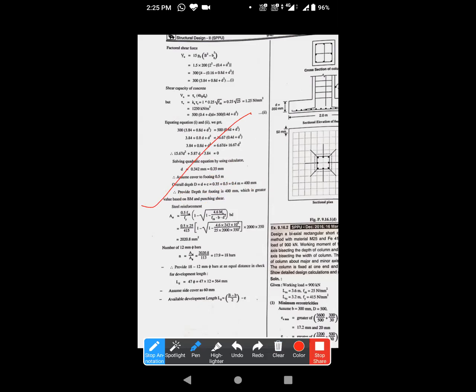Now for the steel reinforcement, you are going to use 18 numbers of 12.5 bars for the footing. You have to provide the 18 numbers of 12.5 bars at equal distance. Check for the development length. LD is nothing but 47 phi, that is 47 into 12, which comes to 564. The extra length is 564 mm. Assume the side cover is 60 mm.